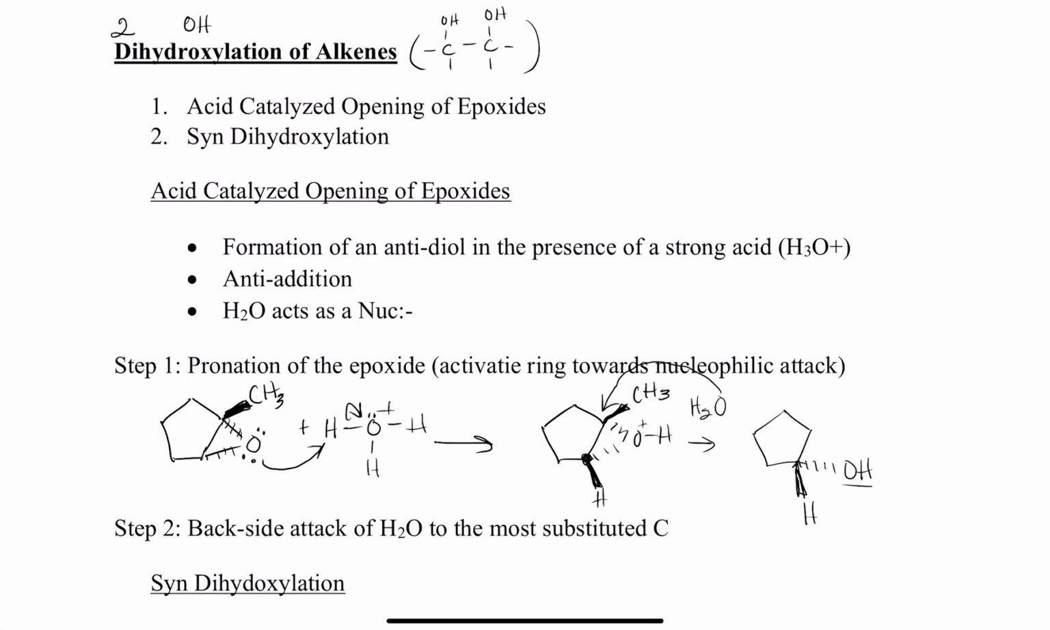However, whenever we perform the backside attack of our water molecule, it's going to invert our methyl group. So our methyl group will go from wedged to dashed. And then our water molecule is going to add in the wedged formation. And then, of course, because our oxygen is protonated, we would have to deprotonate.